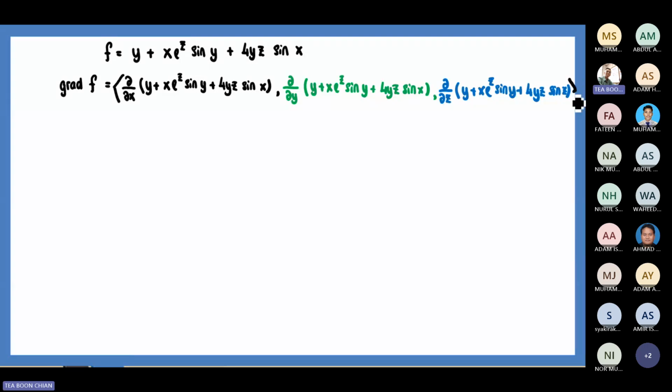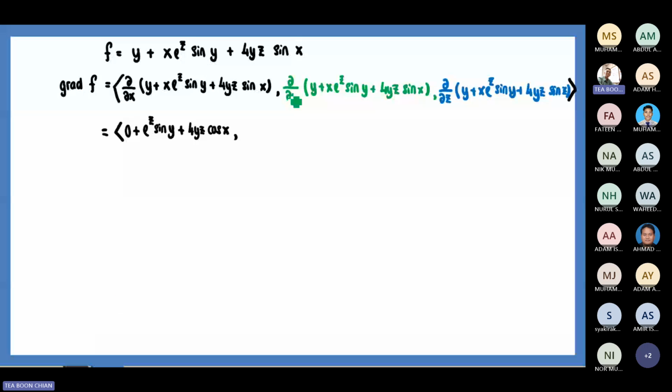So now differentiate with respect to x. Y, nothing to do, 0 plus x exponent power z sine y. Yes, I can differentiate x here. Therefore, it gives me exponent power z sine y. Plus 4yz sine x. Yes, there is a variable x. Therefore, put aside 4yz, not related. Differentiate sine, you get cos. So this is the first gradient with respect to x.